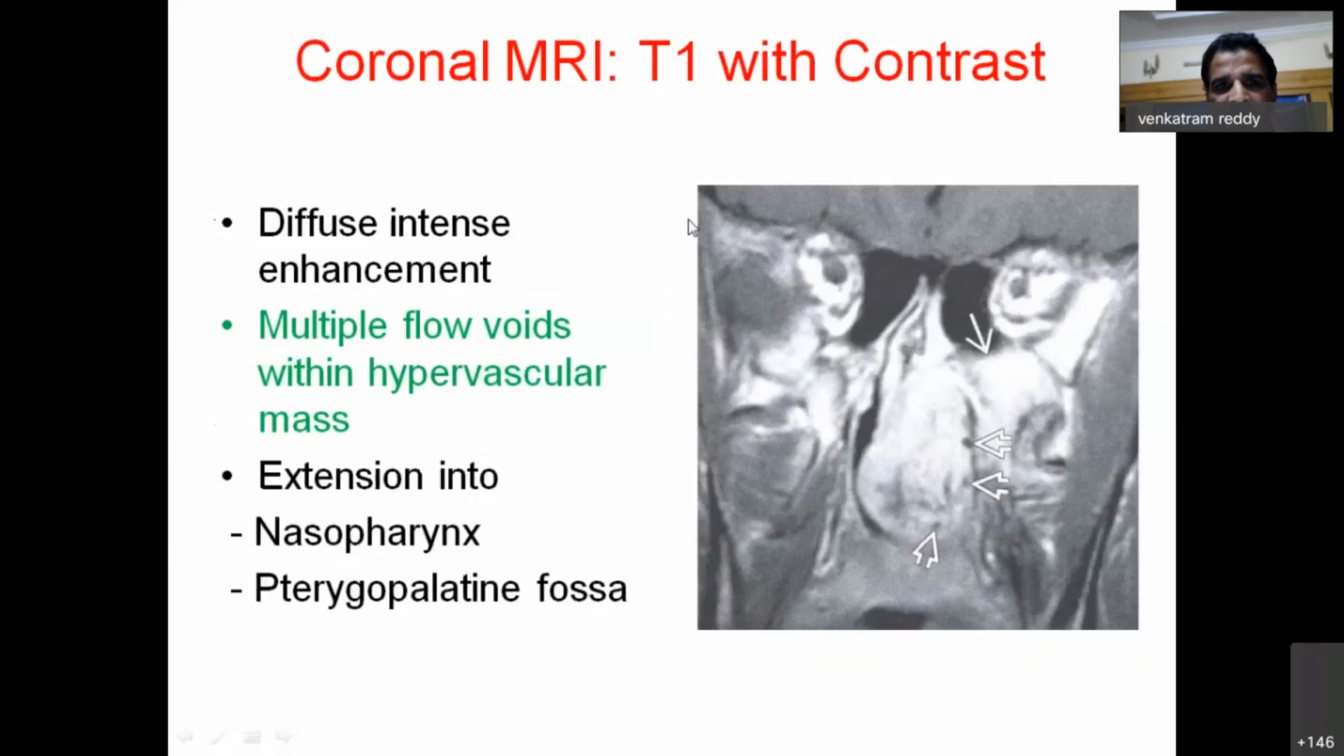Then this is the coronal MRI T1 with contrast. You can see the multiple flow void areas. These are flow void areas: dark dots, rounded dots, semicircular. So these are the flow void areas.